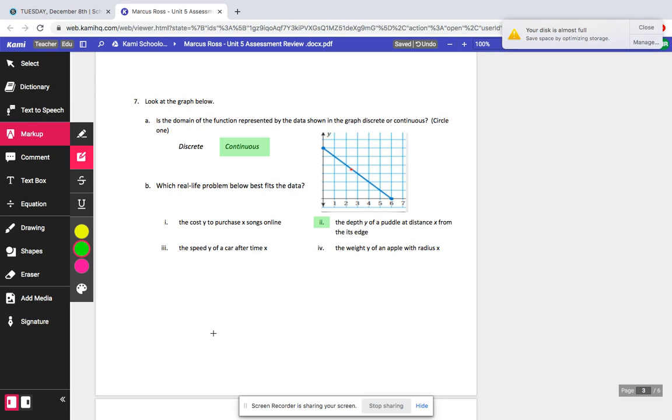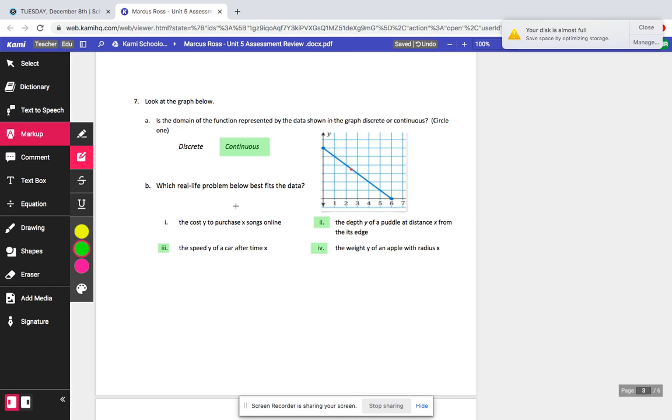The speed Y of a car after time X. Yeah, right? We could slow down. We could be at 35 miles per hour and slowly slow down after a certain amount of seconds. So yeah, 3 would work. The weight of an apple with a radius X. Yeah, right? We could start at a certain weight, and as we cut that apple in half or change that radius, our X could also change. So yeah, 4 would also work.